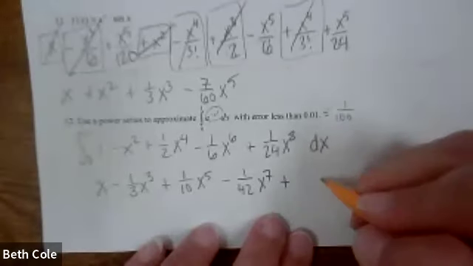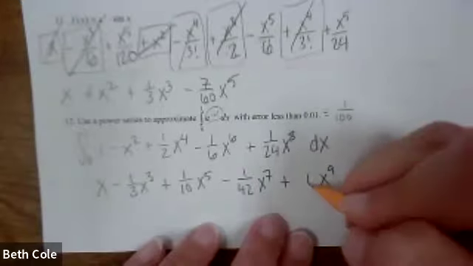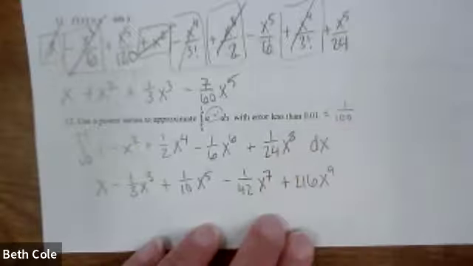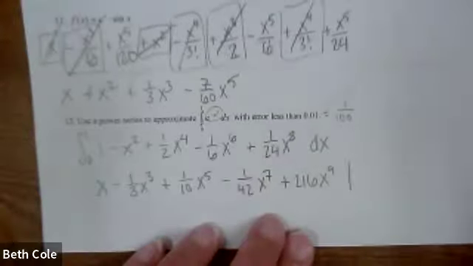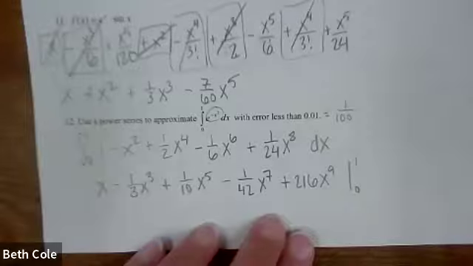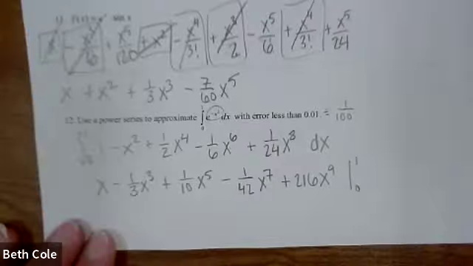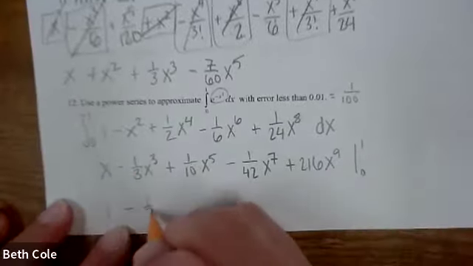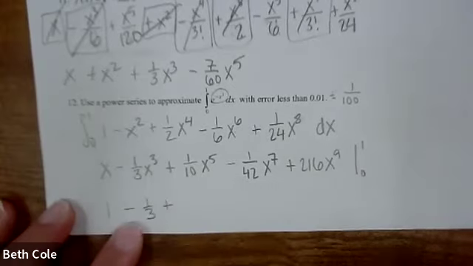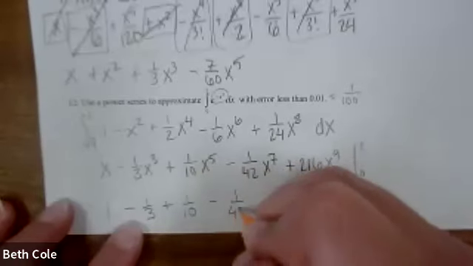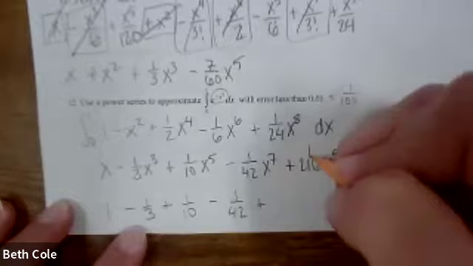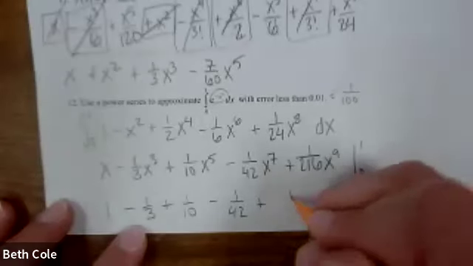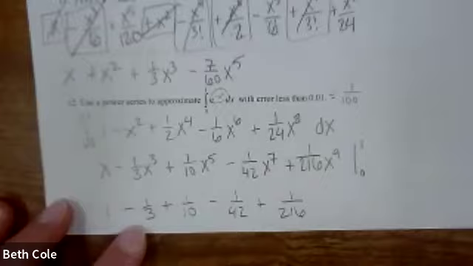And then one more. Now, it would be x to the 9th. 24 times 9. What is 24 times 9? 216. There we go. Had to use my brain there. Such that 0 to 1. The good news is if you plug in 0, they're all going to be 0. So we really just need to plug in 1. It's going to be 1 minus 1/3 plus 1/10 minus 1/42 plus, sorry. I got so excited about multiplying 24 times 9 in my head, I forgot to make it a fraction. All right, plus 1/216. We did go far enough, go us.